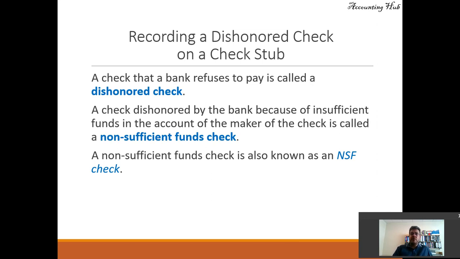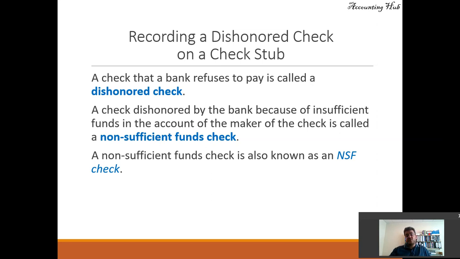So, how do we record a dishonored check on a check stub? A check that a bank refuses to pay is called a dishonored check. A check dishonored by the bank because of insufficient funds in the account of the maker of the check is called a non-sufficient funds check. A non-sufficient funds check is also known as an NSF check.